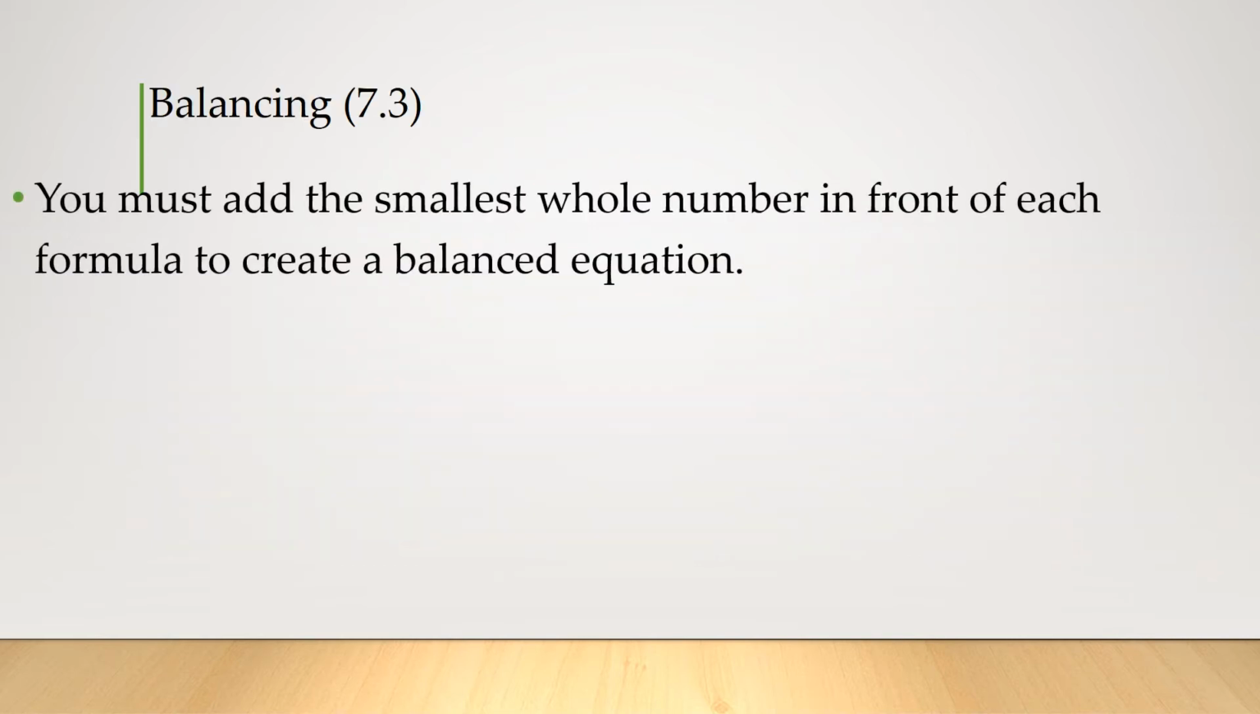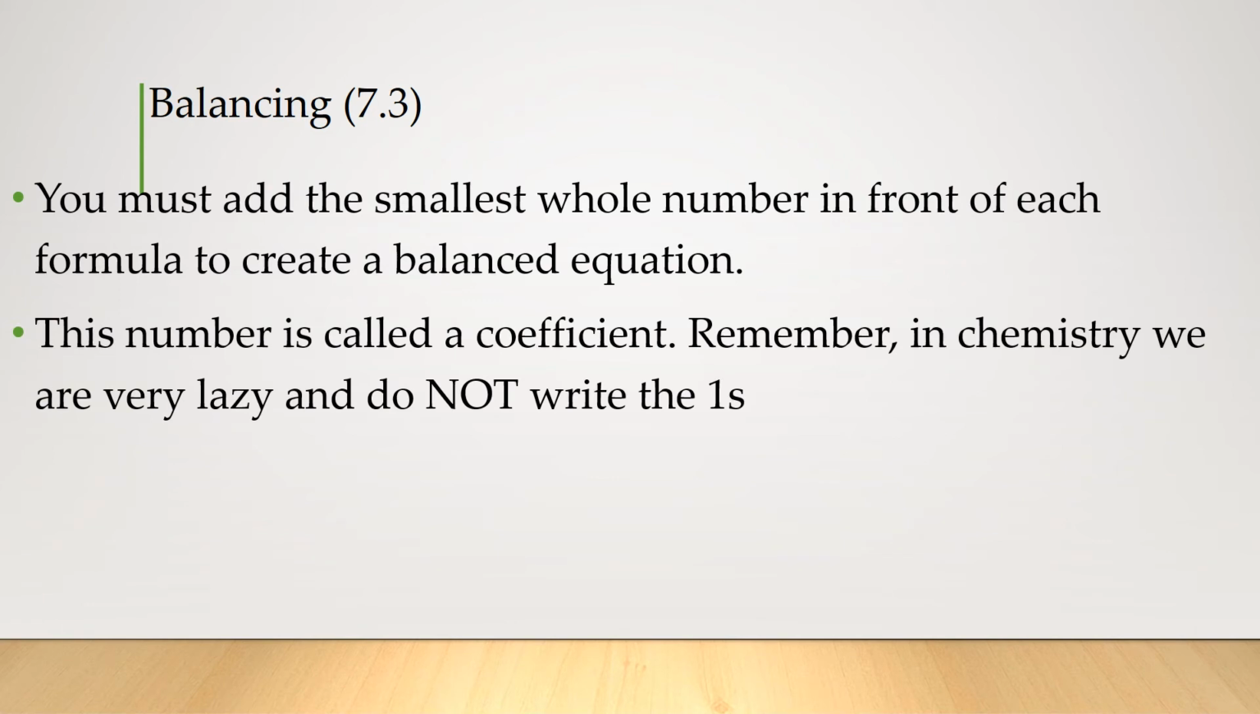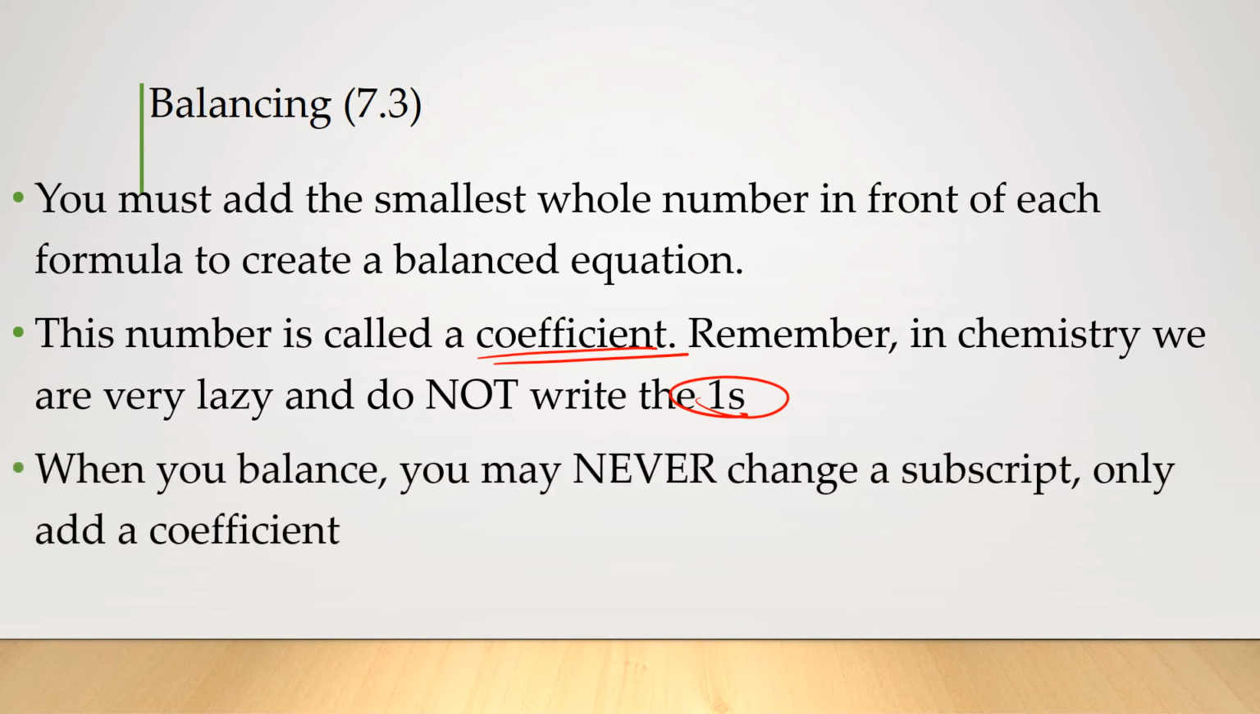All right, so how do we balance? We put the smallest whole number in front of each formula to create a balanced equation. This number is called a coefficient. And you have to remember also in chemistry, we are super lazy and we don't write ones. So if there's nothing in front of it, well, that means that there's one of them. And when you balance, remember, you can never change a subscript. Only add a coefficient.